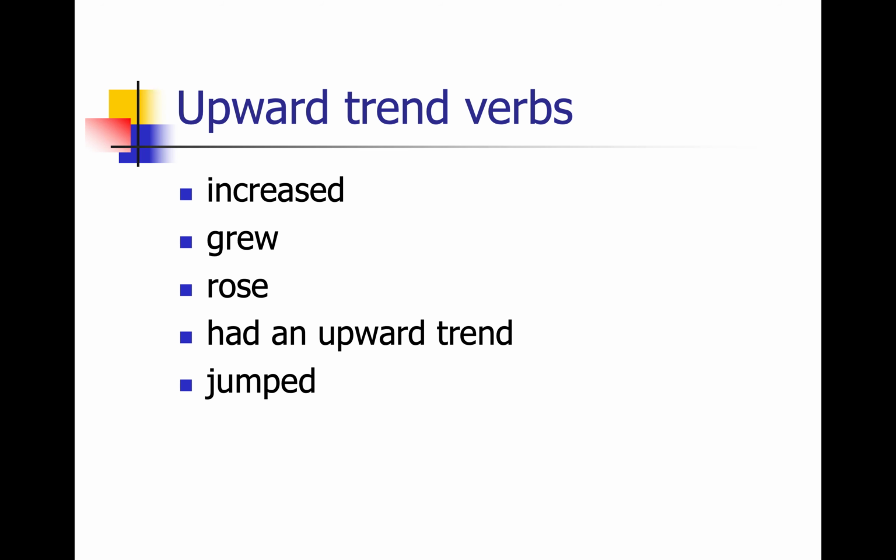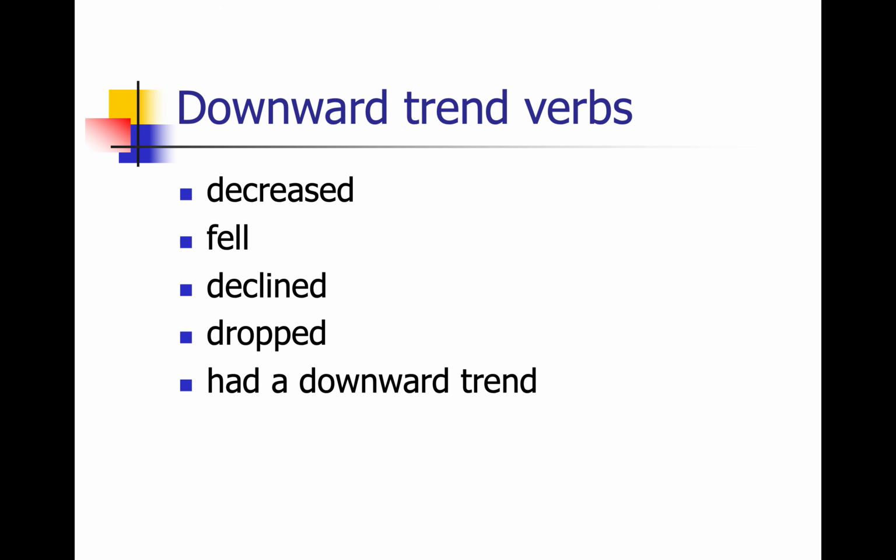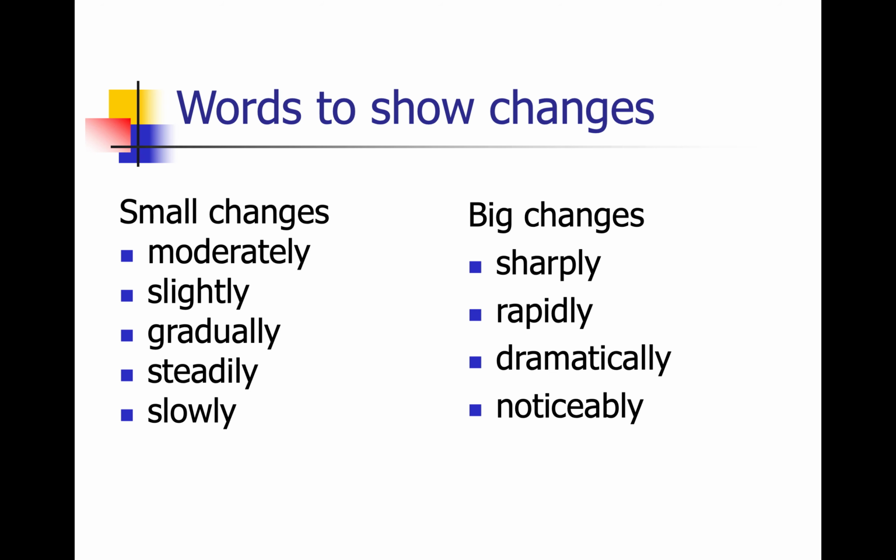There's actually a lot of ways to say went up. You could say increased, or grew, or rose, or had an upward trend, or jumped. And there's a lot of ways to say went down. Decreased, fell, declined, dropped, had a downward trend. And we can even be more specific by adding adverbs. Adverbs for small changes like moderately, slightly, gradually, steadily, or slowly. Or big changes, sharply, rapidly, dramatically, noticeably.